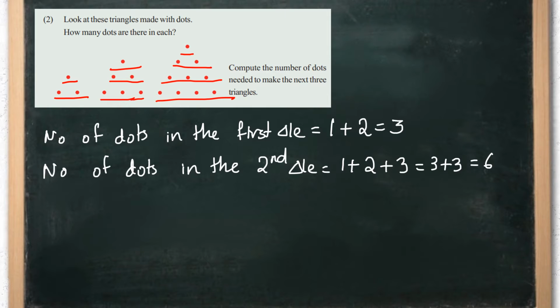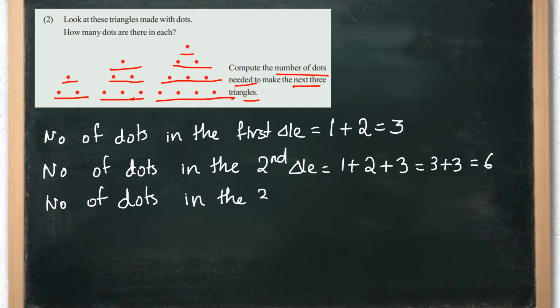Now, we have to compute the number of dots needed to make the next three triangles. So, the number of dots required in every triangle is just got by adding the natural numbers. In the first triangle, 1 plus 2. In the second triangle, 1 plus 2 plus 3. In the third triangle, 1 plus 2 plus 3 plus 4. And the same way, we have to add one more natural number to the fourth triangle. That is 1 plus 2 plus 3 plus 4 plus 5.